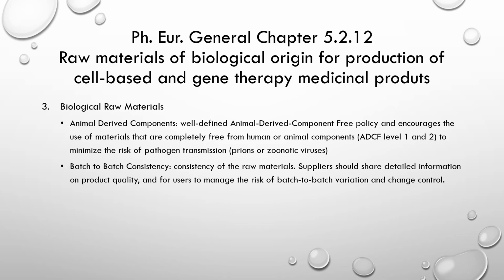Batch to batch consistency. Really, you want to make sure that, as I've stated before, your raw materials and some critical starting materials based on human and animal origins, that's where you're going to get your variability. So we want to control the quality of your raw materials in order to reduce this risk of batch to batch variation.